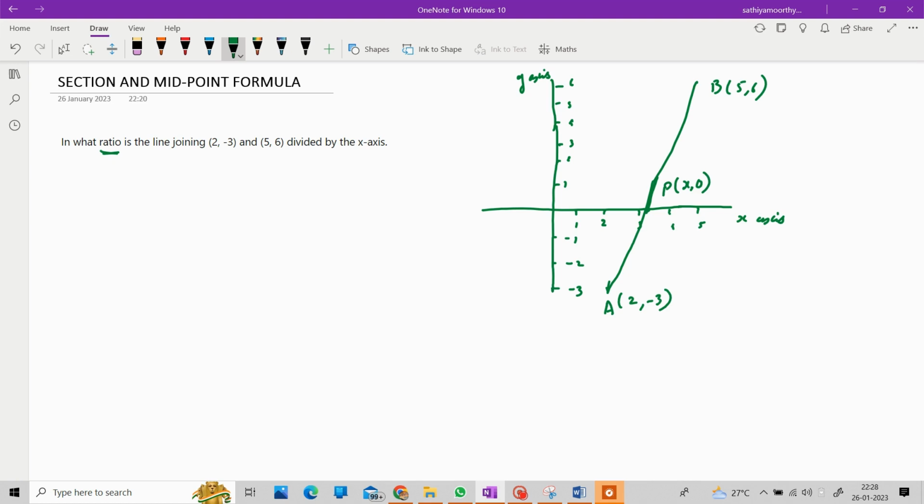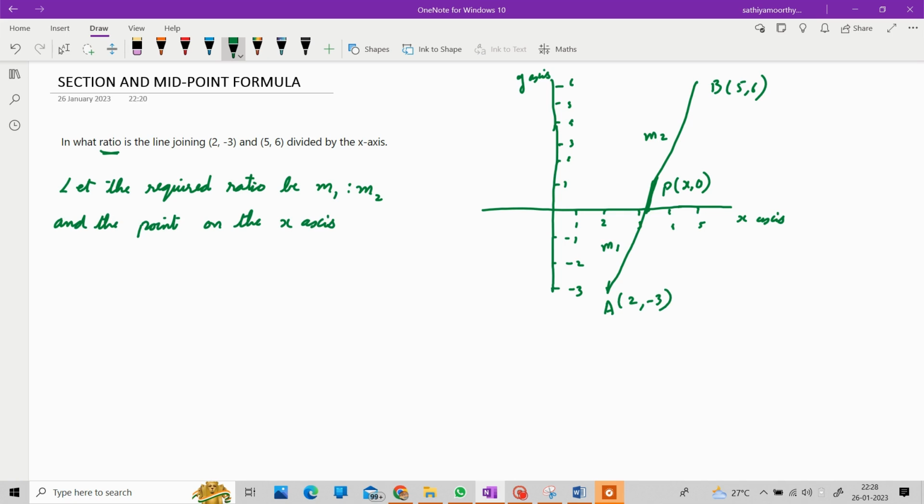Now they are asking us to find out the ratio, that is m1 is to m2. So what is there? Let me write. Let the required ratio be m1 is to m2. This is the thing we have to find out. And the point on the x-axis takes the form x, 0. So now P is x, 0.